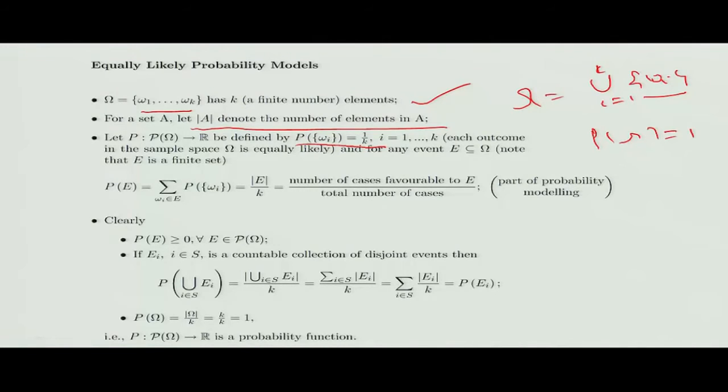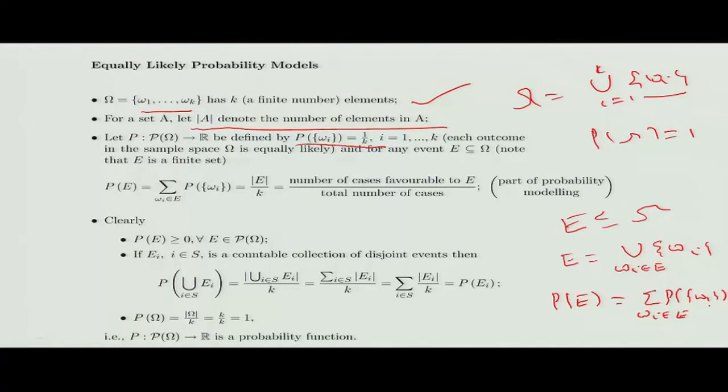Now once I have the probabilities for singletons, I can define the probability for any E subset of omega. So that means any event. How do you define it? Because E can be written as a union of singletons omega I such that omega I belongs to E. Now these singletons are disjoint, so the probability of E would be the same as the summation over omega I belonging to E of P of omega I. But each P of omega I is 1 by K, so this is the same as the number of elements in E divided by K. So that is what is being done over here.